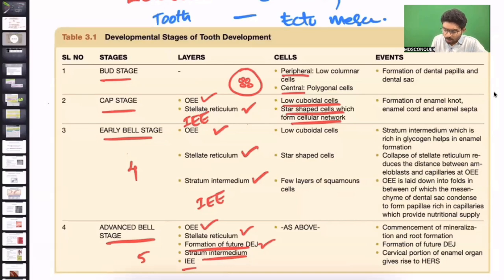Again, low cuboidal cells in the outer enamel epithelium, star-shaped cells in the case of stellate reticulum, and squamous shape of cells in the case of stratum intermedium. Same as apple, right? Clear? I hope you are clear till this point.